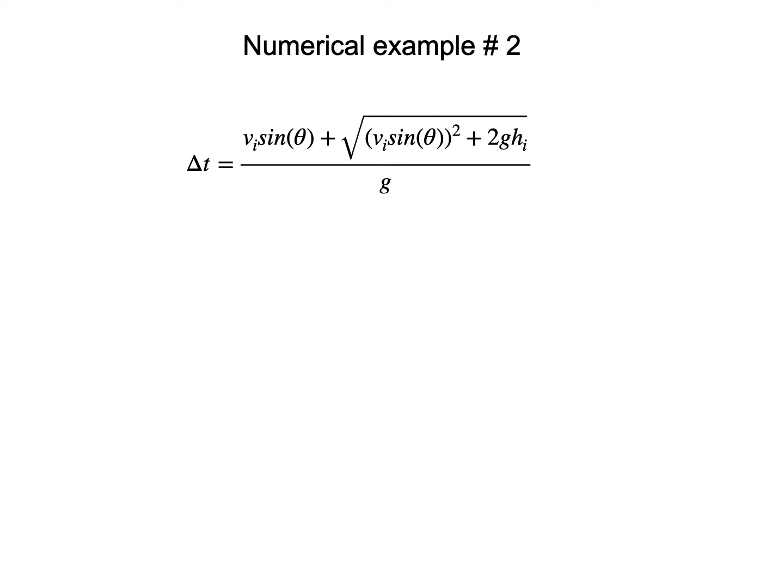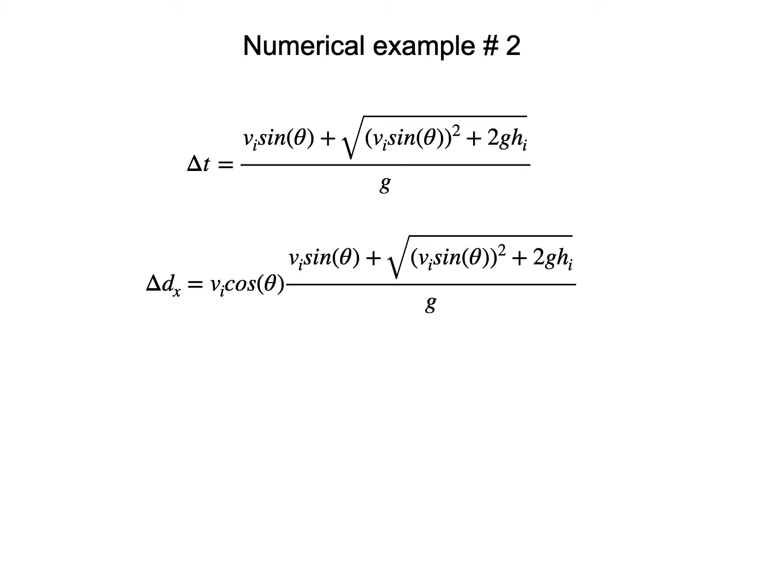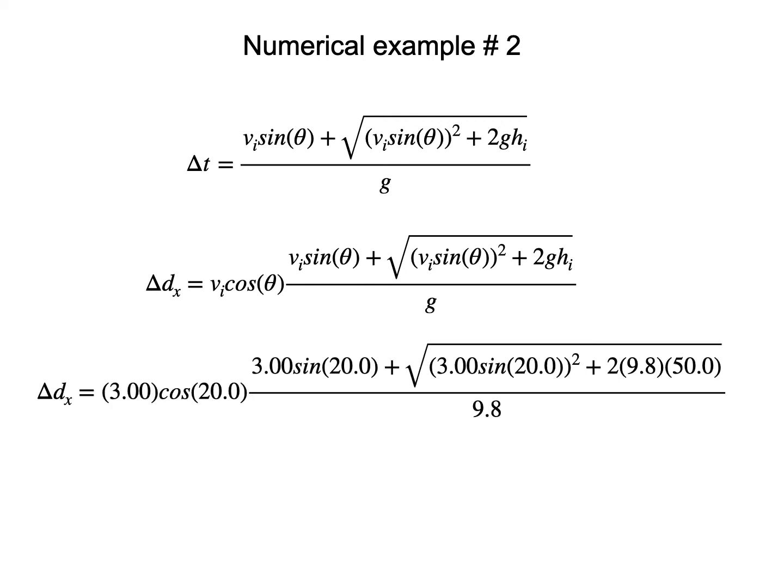Now using this expression for delta t in the equation for delta dx, we get this. Substituting the numerical values gives this. Then using a calculator leads to a numerical answer of 9.31 meters.